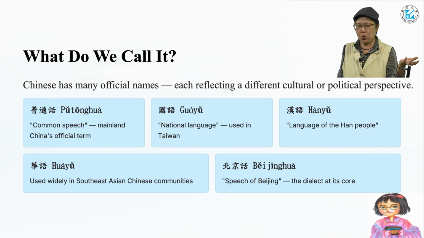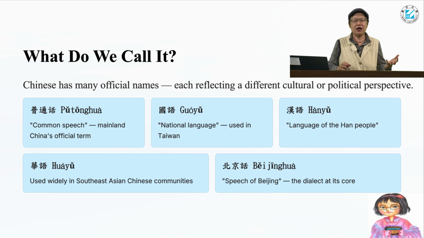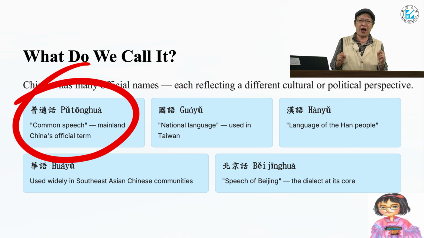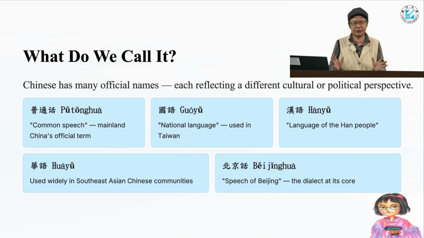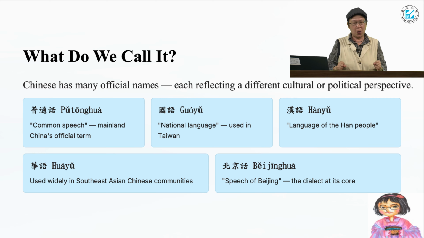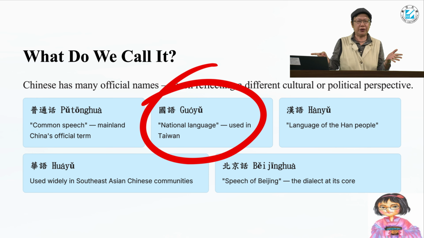There are several ways to say it. For example, you might hear people say, oh, that's 普通话. What is 普通话? 普通话 means common speech, okay? And normally, we say Chinese is 普通话. And also, we will hear people say, oh, that's 国语. 国语, national language, that term is used in Taiwan.